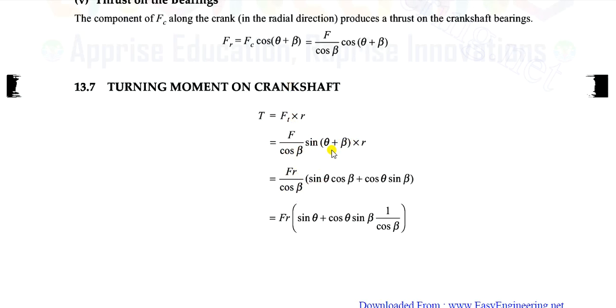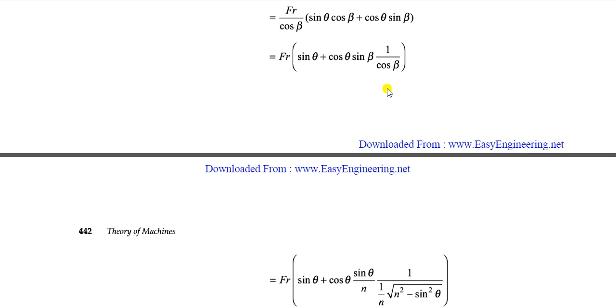Open the sine theta plus beta like sine A plus B. Once you open this, we are getting F into R. Now multiply this cos beta inside. So with sine theta, this cos beta gets cancelled, plus cos theta, now sine beta by cos beta. So what was that? Sine beta by cos beta is tan beta.